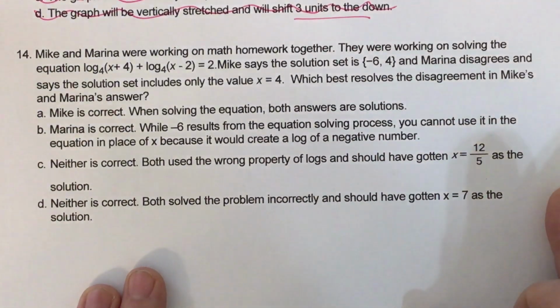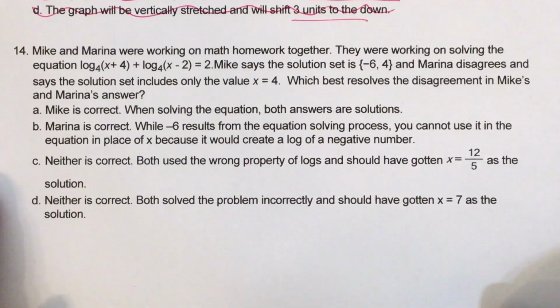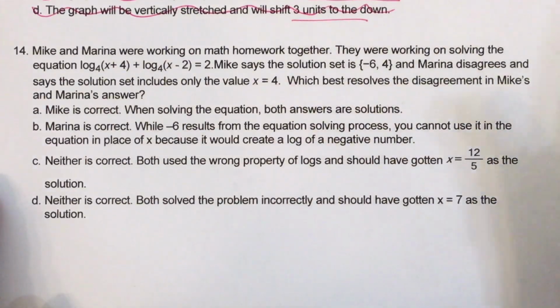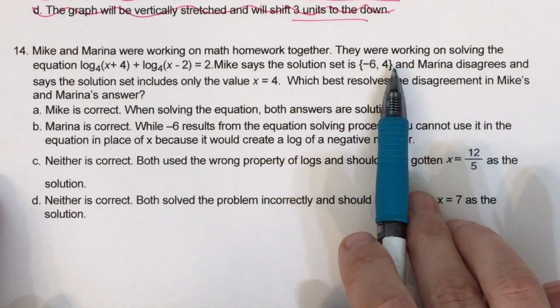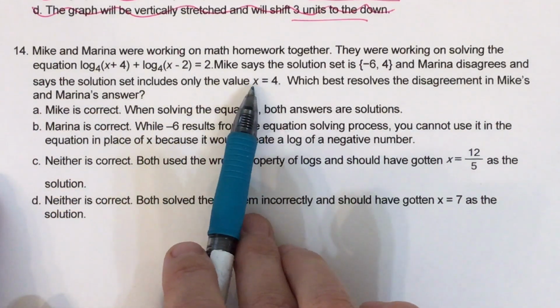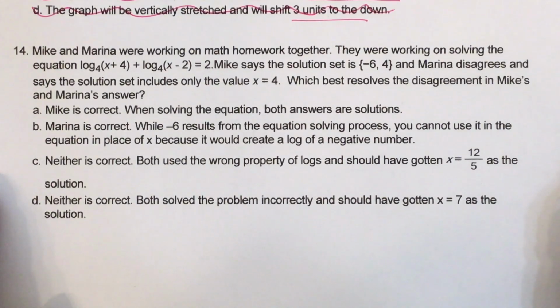All right, number 14. Mike and Marina were working on a math homework together. They were working on solving the equation, blah, blah, blah. Mike says the solution is negative 6, 4, and Marina disagrees and says the solution set is only x equals 4. Which best resolves the disagreement?